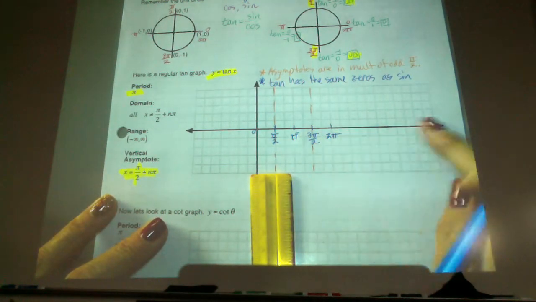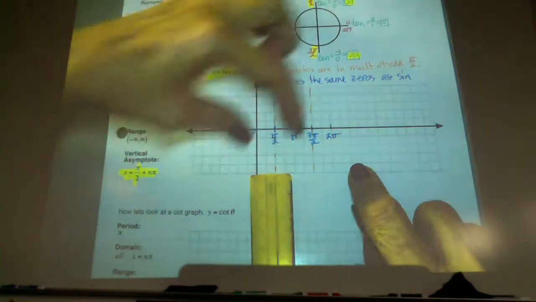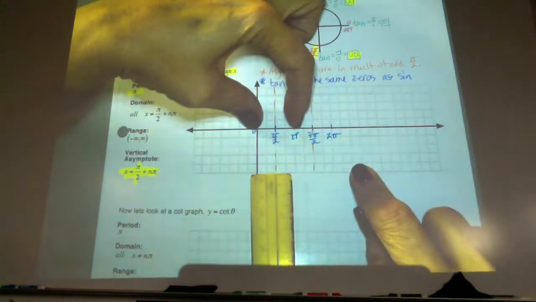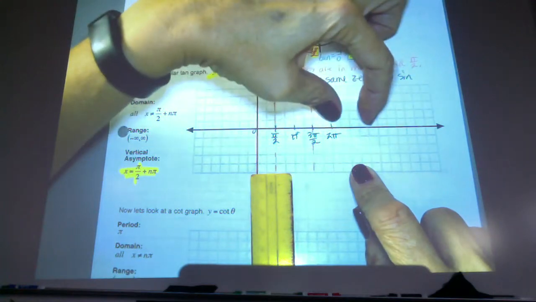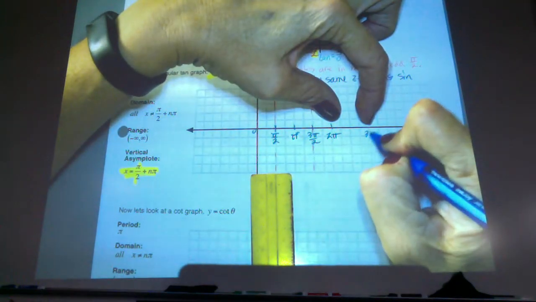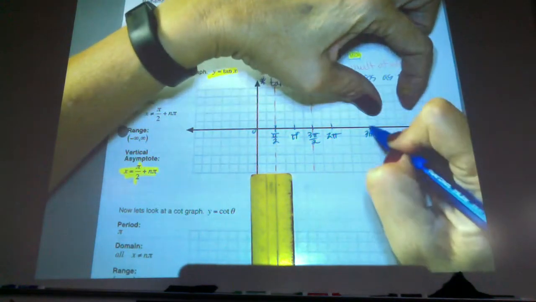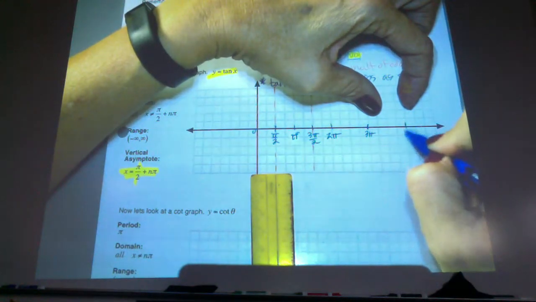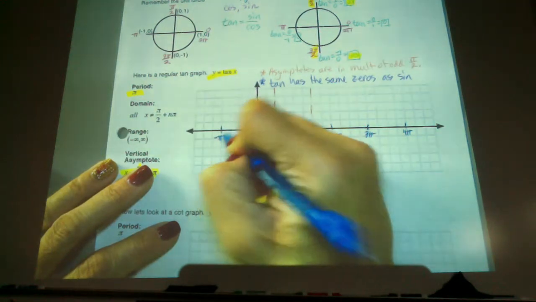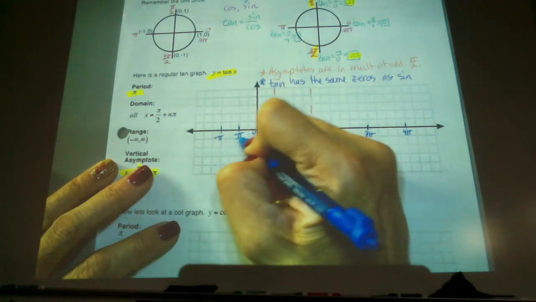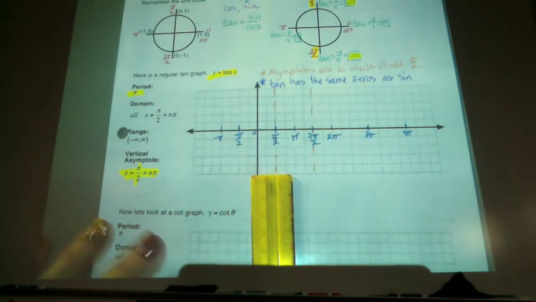And then I'm going to partition this out, and I'm just going to name every other one. So from here to here is pi. From here to here is 2 pi. Every 4 grid lines is going to be another pi. So then I have 3 pi, then I have 4 pi. And then on the left, negative pi, and we'll see why in a minute. I'm going to put negative pi over 2 as well.